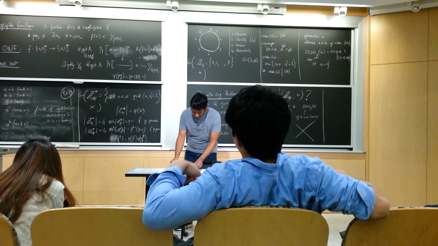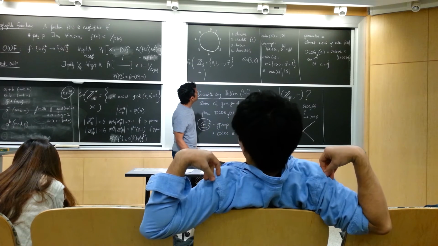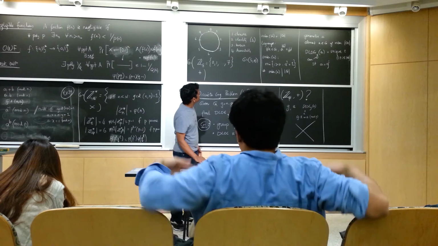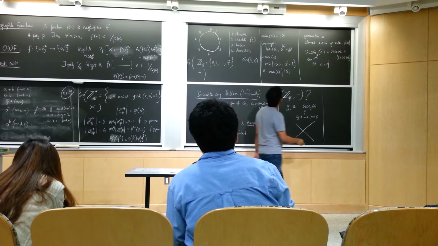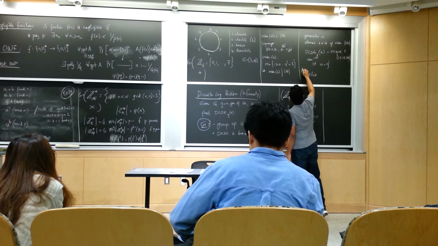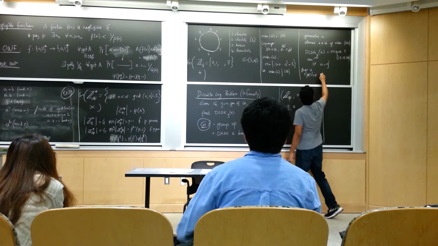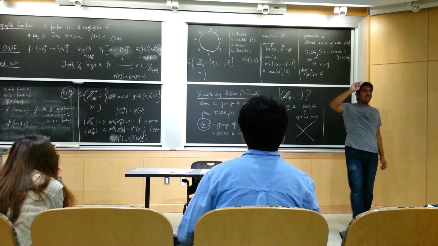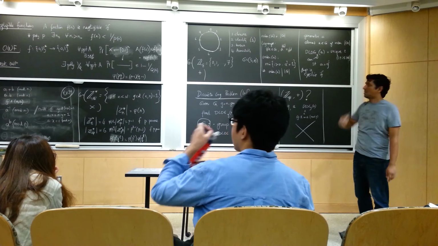All right, so now, did we define cyclic groups? I suppose we didn't. A group is cyclic if it has a generator.